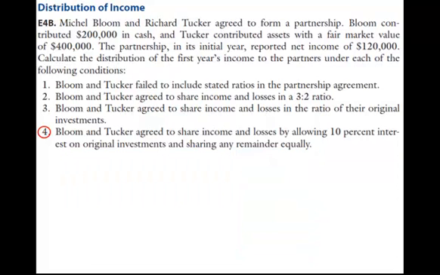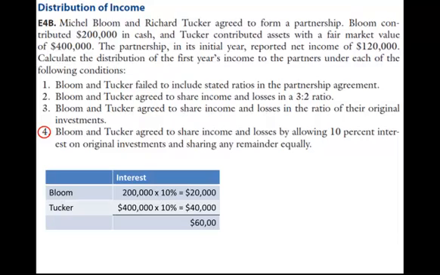In scenario 4, Bloom and Tucker agreed to share income and losses by allowing 10% interest on an original investment and sharing any remainder equally. What that means is we're going to distribute the income based on them receiving 10% interest of their original investment. Bloom invested $200,000, so 10% of $200,000 is $20,000, and Tucker will get 10% of his $400,000, which is $40,000.